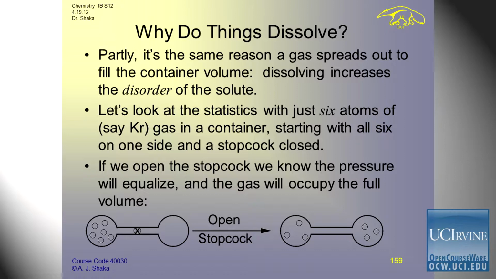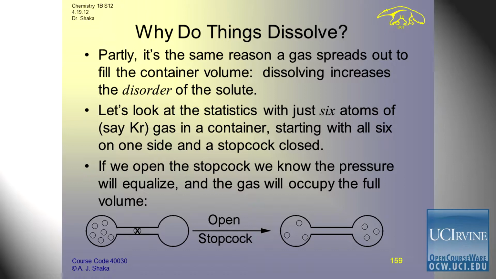So let's look at the statistics with just 6 atoms. We're just going to say krypton, but it doesn't matter. This is just 6 particles. It could be anything. So we're taking 6 atoms of krypton gas in a container, starting with all 6 on one side and the stopcock closed. There's a picture in just a moment. I believe it's next. Yes, it's next here.